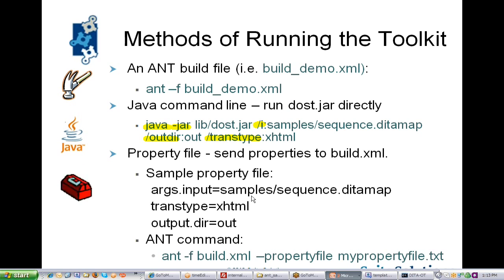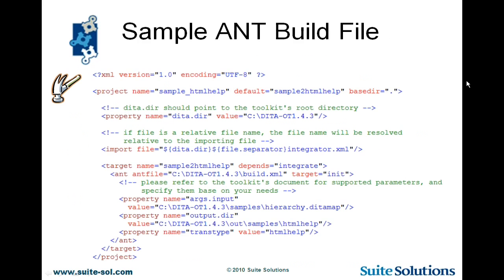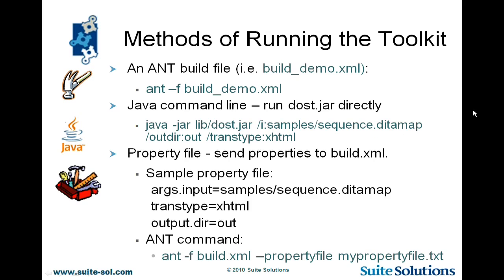A third method of running the toolkit is by using a property file. Same idea, just a slightly different method. You'd call it using an ant command, as we see on the bottom, right? Same ant -f. This time we're calling build.xml, which is the main file that runs the toolkit. And instead of providing a custom build file, as we saw in that first step in build demo, instead we're providing a property file. That's the -property file, which could be a text file.